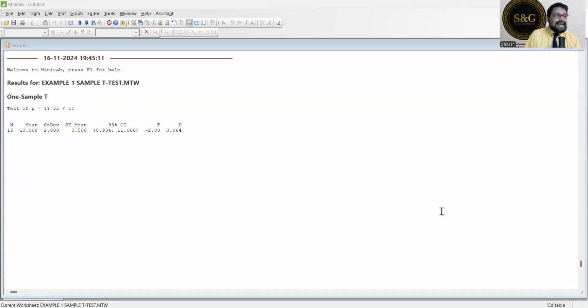Correct. Exactly. So the probability of making error is greater than 0.05. So P high, null apply. So we have to accept the null hypothesis.